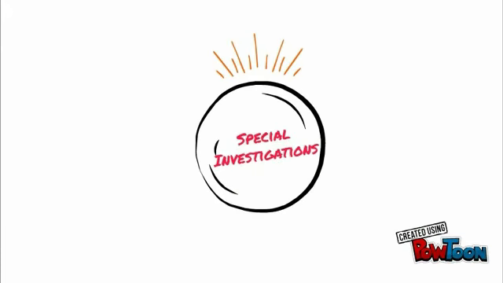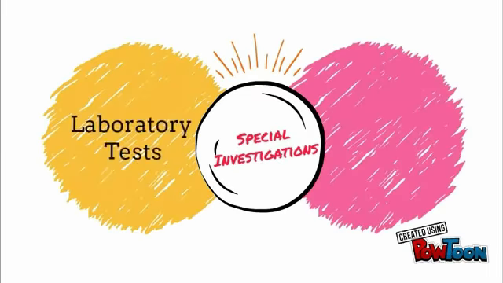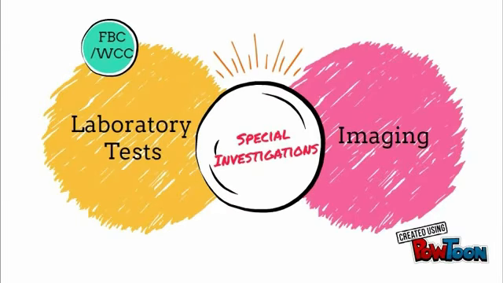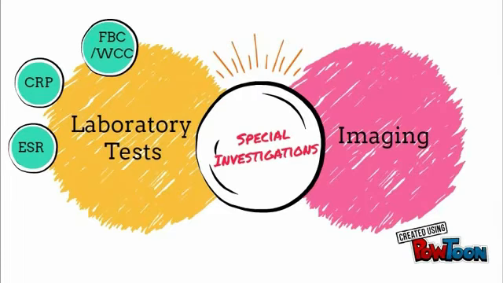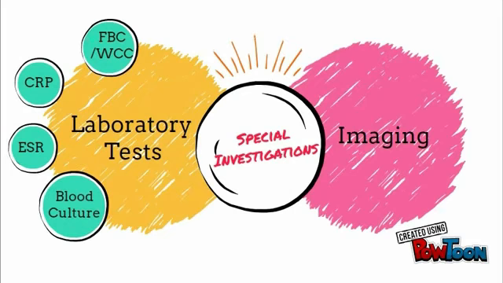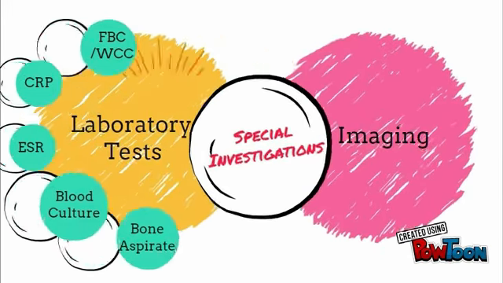Special investigations can be divided into two main sections: laboratory studies and imaging. Laboratory studies are useful for diagnosis and to monitor response to treatment. Important laboratory tests include a full blood count and white cell count, which can be increased or normal, and CRP, which is generally increased within 6 hours of infection and is used to monitor the course of treatment. ESR can be measured, but it is less specific than CRP for skeletal infection. Blood culture is often negative, and so clinical suspicion generally dictates treatment. Where possible, a bone aspiration is required for definitive diagnosis.